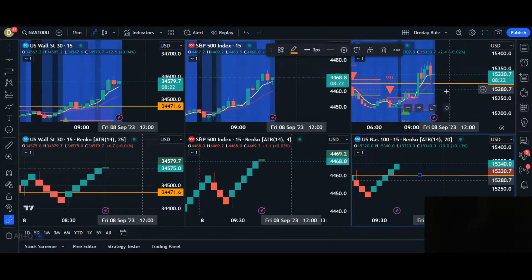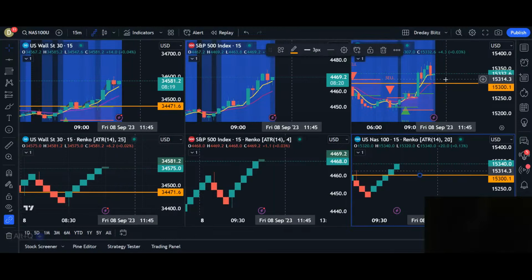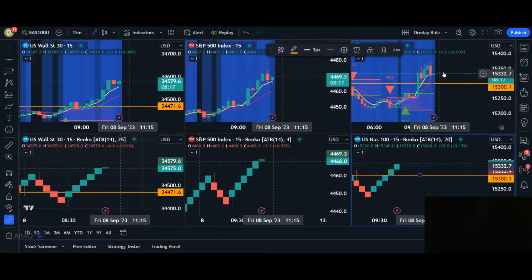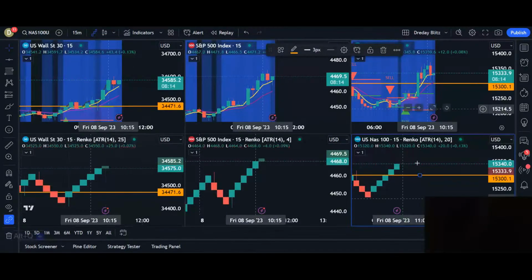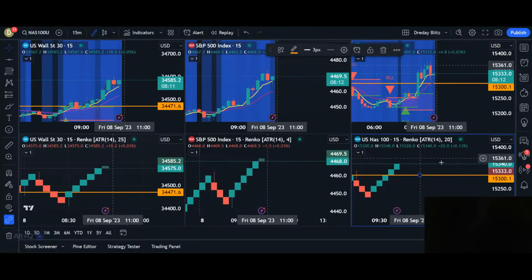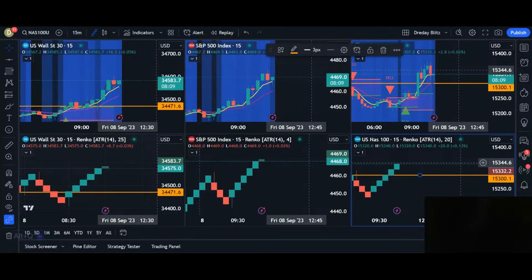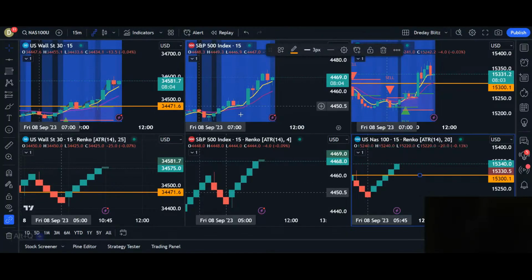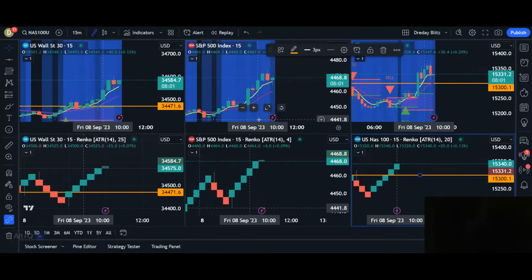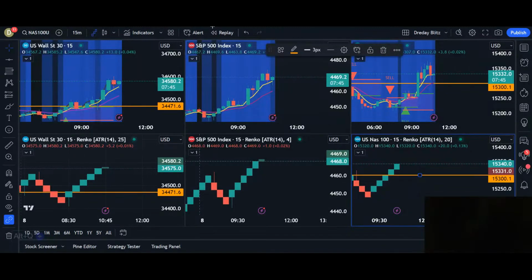Even for Nasdaq, it was showing us a reversal right here, but now there's some indecision, and you see it on the Renko bars. So we'll just wait it out until 4 to 5 minutes before the end of our current session, and we'll do a recap here.